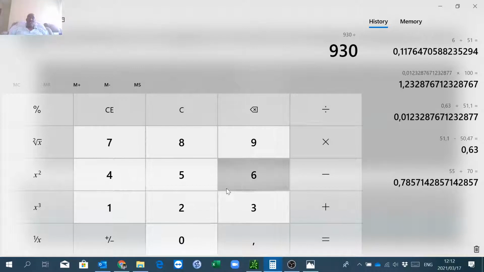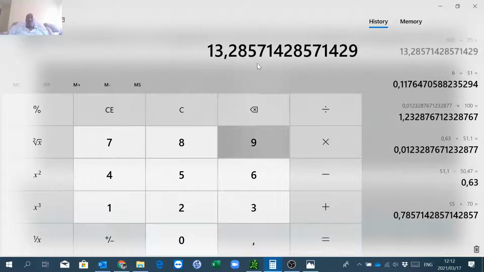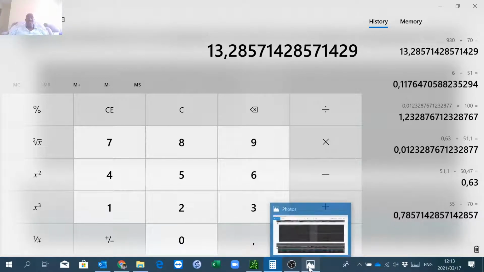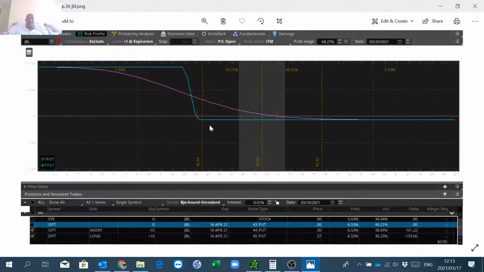What did it cost? It cost me $70. This is a potential 13 bagger, 13 times what I get. So I'm placing this trade with the understanding that if all goes according to my plan, I'll make a 13 bagger, 13 times the cost of putting the trade. This is $70. This is $960.